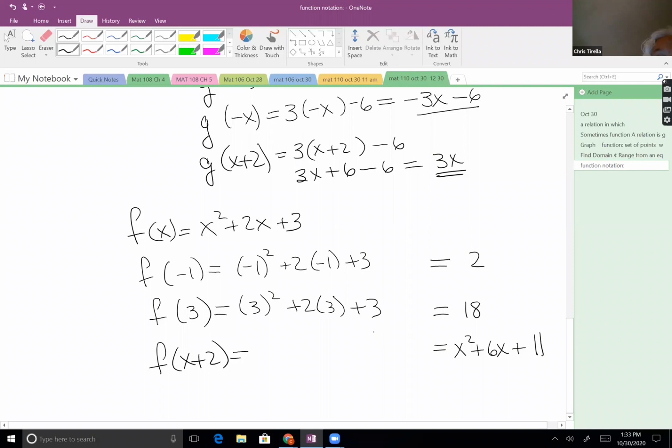That'll give me 18. And the one I'm more concerned about is this last one. This last one, I would have to take the quantity x plus 2 and square it, add to that 2 times x plus 2, and then add to that 3. And did everybody working that one out get x squared plus 6x plus 11? Everybody okay?